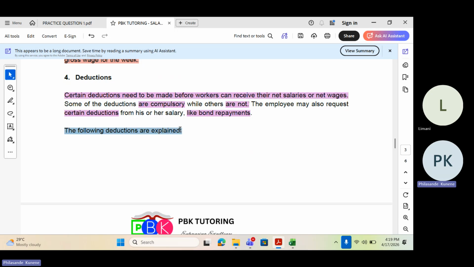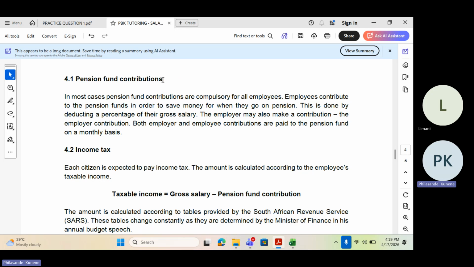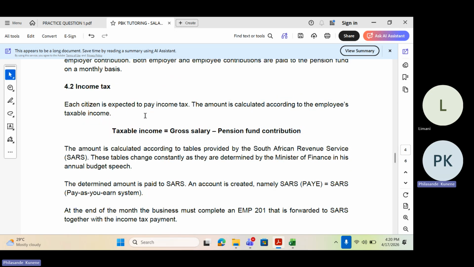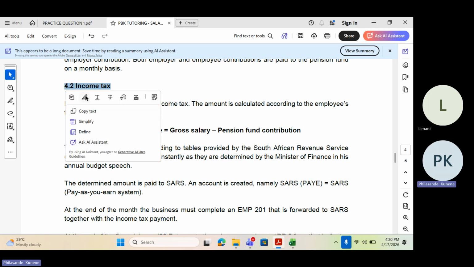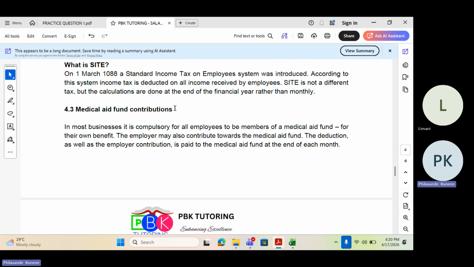Now they're saying the following deductions are explained. We need to talk about the following deductions. Number one, pension fund. That's the first one we're going to talk about. We need to know whether pension fund is compulsory or not, and what kind of deduction is pension fund. Number two, we're going to talk about income tax. We need to know whether income tax is compulsory or not, and what kind of deduction income tax is. Number three, we are going to talk about the medical aid fund contribution.